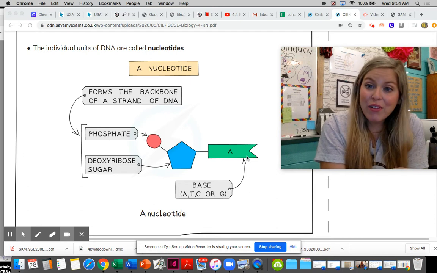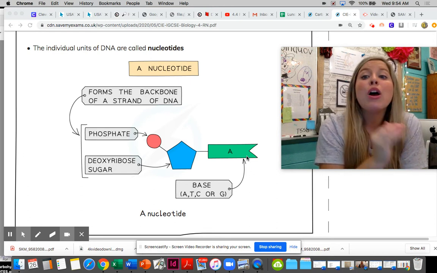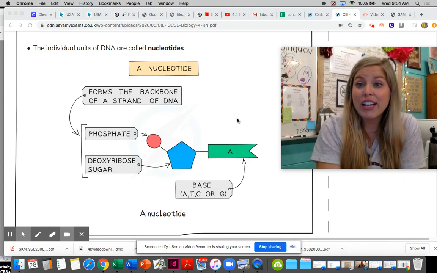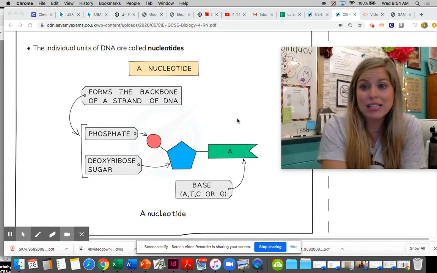Okay, for now, that's going to wrap us up for DNA. There's going to be a little bit more to come, but just know that is all for now to get you ready for your check for understanding when we see each other again.